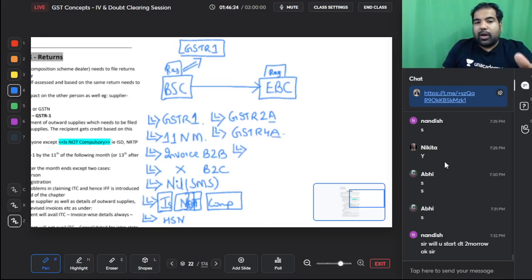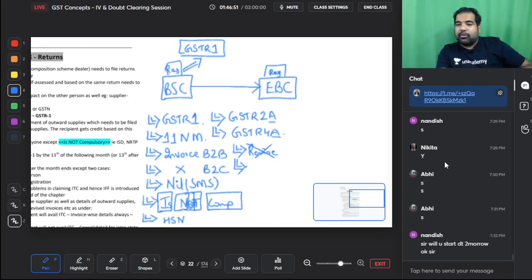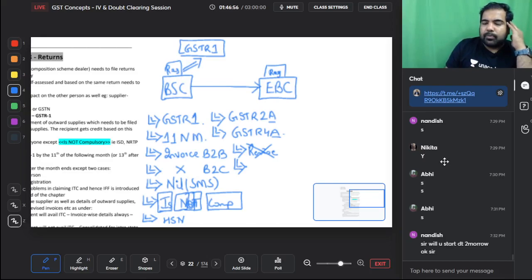Next, if you have any mistake, example, you made 2 supplies which you forgot to put in here, then don't worry. Whenever you get to know about that mistake, you can incorporate that in that month's return. So you cannot go back and revise. No, you cannot go back and revise. But you can incorporate it in that month's return. There is no problem with that. And when you incorporate it in that month's return, if there is any tax payable, then you will have to pay with interest.